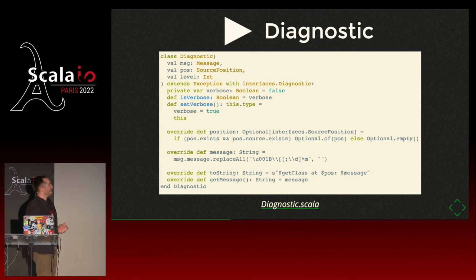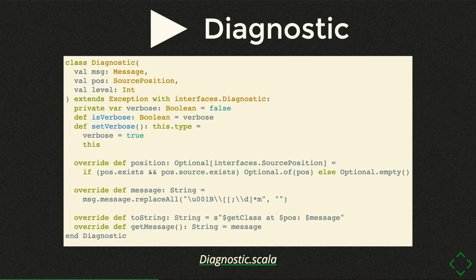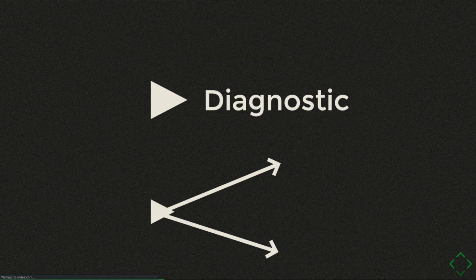Then we have a diagnostic, and a diagnostic contains a message, the source position, and a level. If we looked at what the core parts of the diagnostic were earlier, you'll recognize these three things as the core three things that make up a diagnostic. And then you have a few other things on the bottom, like some helper methods and some things about positions, and sometimes there's weird things in there that you want to strip out, or verbose things, but we'll get into all that stuff later as well.